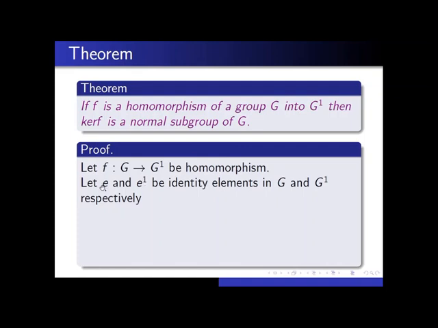and G dash are the groups. So let e and e dash be the identity elements. Now we know that f of e is equal to e dash. According to the properties of homomorphism, f of e is equal to e dash. What does that mean here?